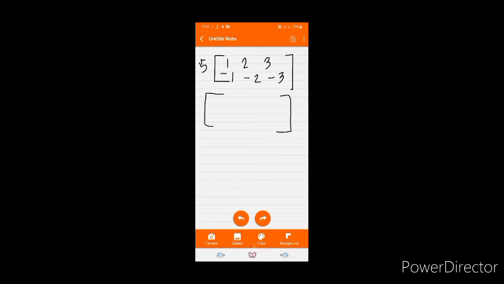5 times 1 is equal to 5. 5 times 2 is equal to 10. 5 times 3 is equal to 15. And 5 times negative 1 is equal to negative 5. 5 times negative 2 is equal to negative 10. And 5 times negative 3 is equal to negative 15. So that is the result.